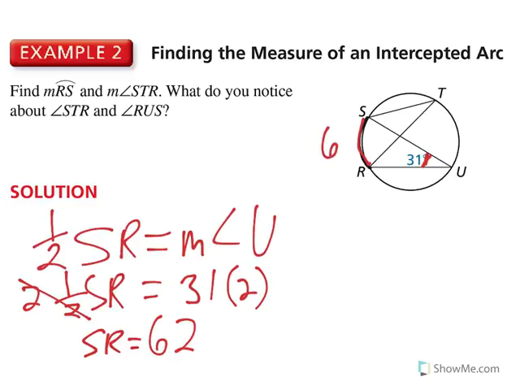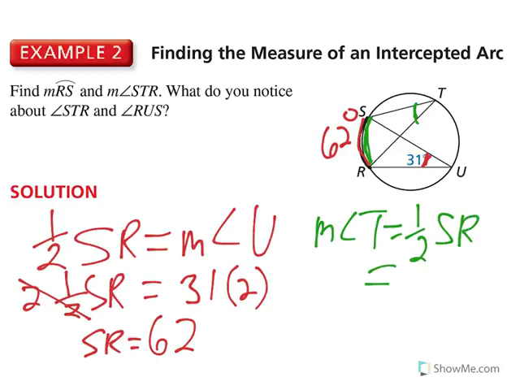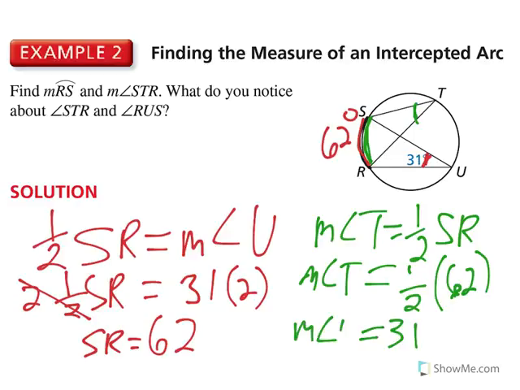So if I plug that in, I'm going to put my 62 out here for the arc measure. Then we also want to find the measure of STR. So STR is this angle. If we notice, the intercepted arc for it is the same arc of SR. So my measure of angle T would also equal half of SR. If I plug that in, half of 62 is the measure of angle T. So half of 62 is going to give me 31. So the measure of angle T is equal to 31.